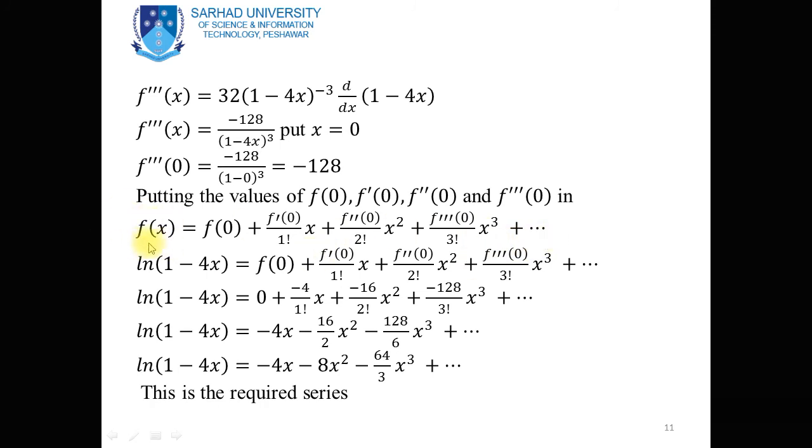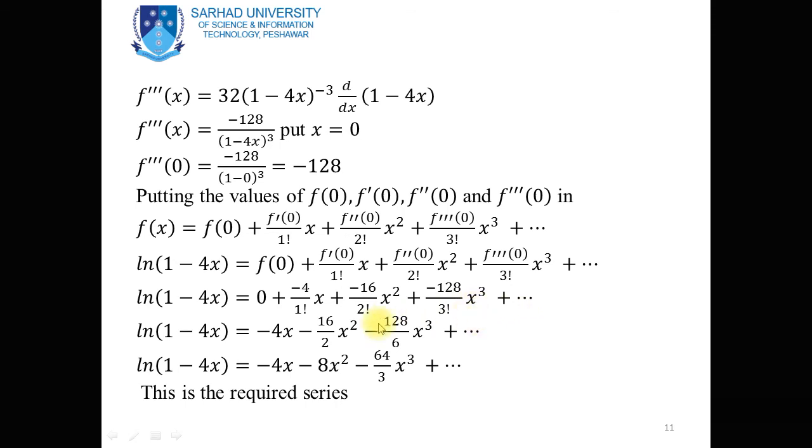So this is the given function log of 1 minus 4x, which is equal to, now the function value f of 0 is equal to 0, and the first order derivative of the function at x is equal to 0 is minus 4. So minus 4 divided by 1 factorial into x, and the second order derivative value at x is equal to 0 is minus 16. So minus 16 divided by 2 factorial into x square, and the third order derivative value at x is equal to 0, you see over here, minus 128. So putting minus 128 in this term, we obtain minus 128 divided by 3 factorial into x cube, plus and so on.